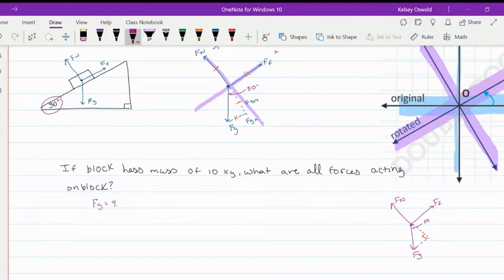of gravity. Because if we do 9.8 times our mass, that will tell us the force of gravity pointing down on the object. So if we have a mass of 10, 9.8 times 10 will give us a force of gravity of 98 newtons. Okay, so that tells us the force of gravity acting on this block will be 98 newtons.